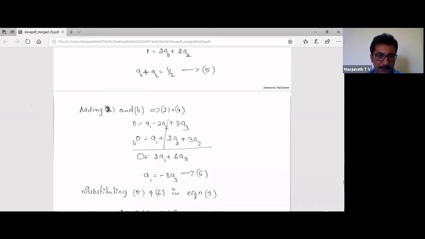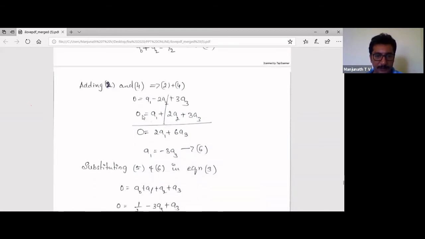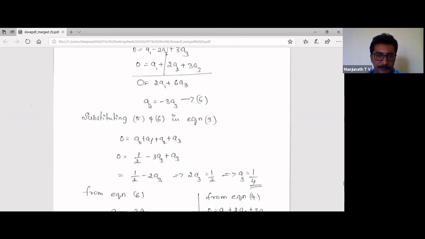Then take the remaining 2 equations, equation number 2 and equation number 4, and add them. Minus and plus values get cancelled. Then 0 is equal to 2a1 plus 6a3. On simplifying, a1 is equal to minus 3a3. Just send one of the terms to the other side. So by simplifying, a1 is equal to minus 3a3. Take this as equation number 6.